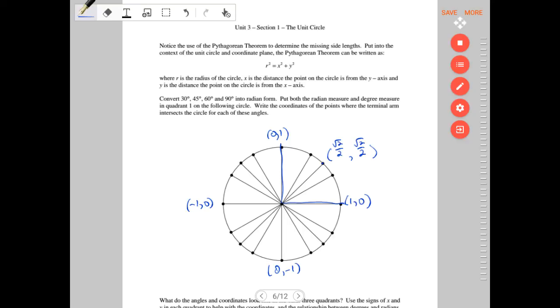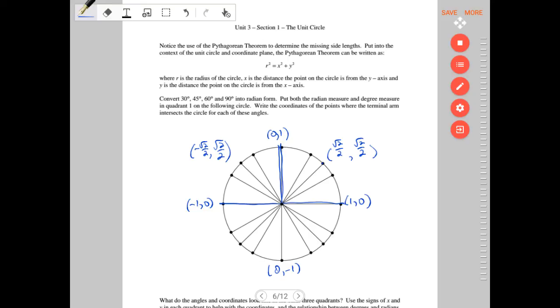Okay? Good. So anything that has 45 degrees or pi over 4 all has the exact same coordinates, because they're all the same distance from the x-axis. All you have to worry about now is whether they're positive or negative. So in this quadrant, x is negative but y is positive, so we're going to write that as negative root 2 over 2, comma, positive root 2 over 2.